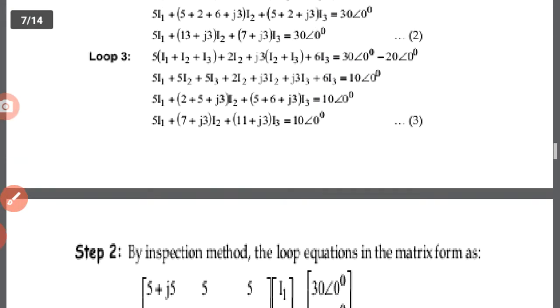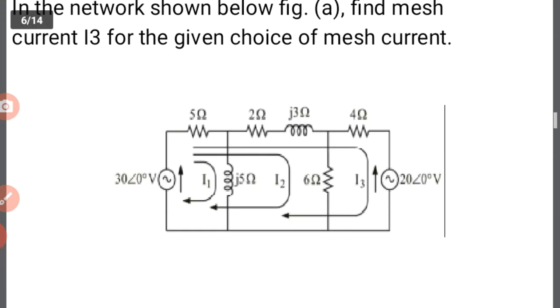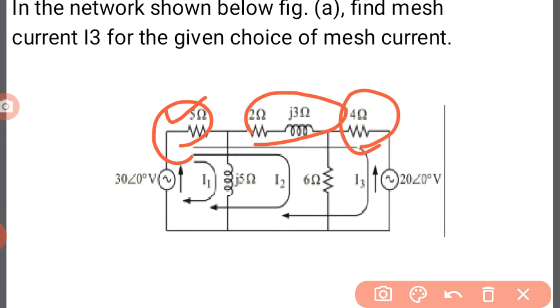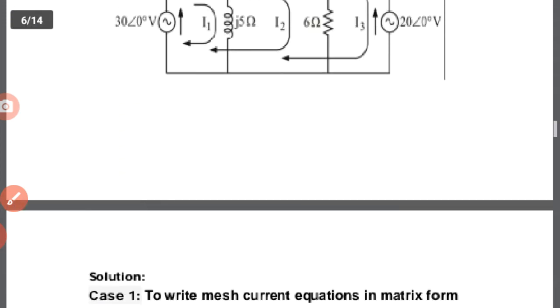Simply, in this circuit we are flowing the currents in three loop equations, so the three currents flow through from the first element to the last element. That means the I1, I2 and I3 currents flow through this 5 ohm resistor. Again through the 2 plus J3 ohm impedance, the I2 and I3 currents flow. Again for the 4 ohm, only the I3 current flows. So we can directly write the equations in this method.